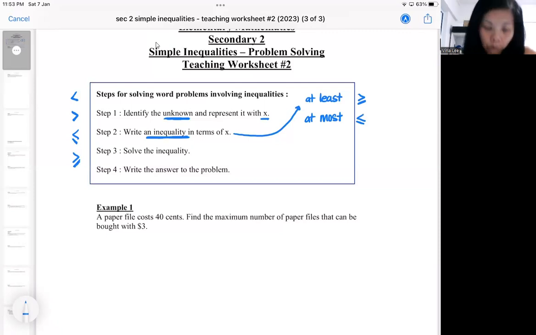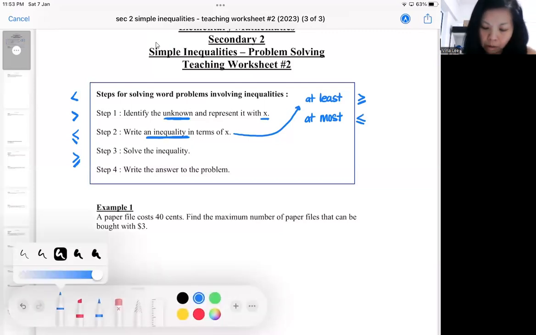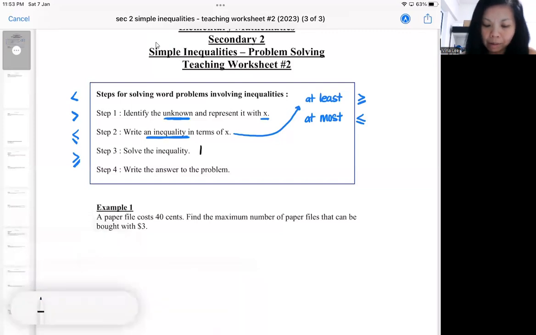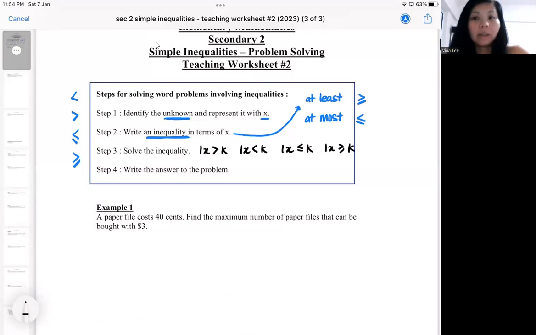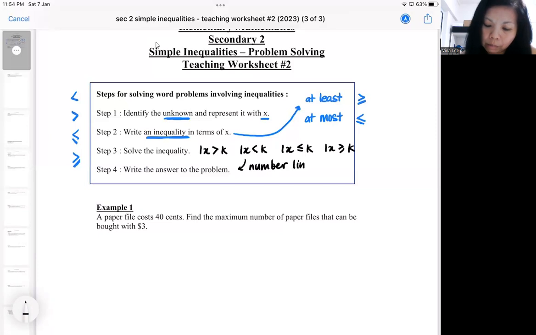Then you go to the basic solving. The basic solving is to solve for 1x. Whatever it is, you're solving for 1x in your inequality. And then you can also draw your number line so that you can answer the question. So this will be the generic set.